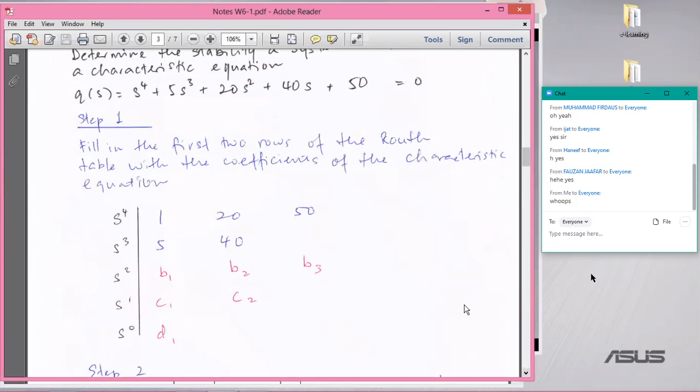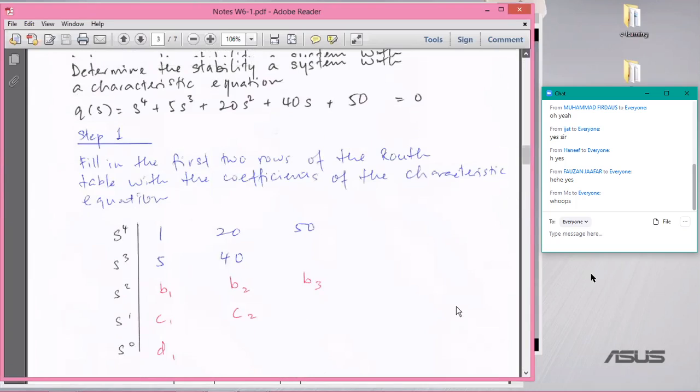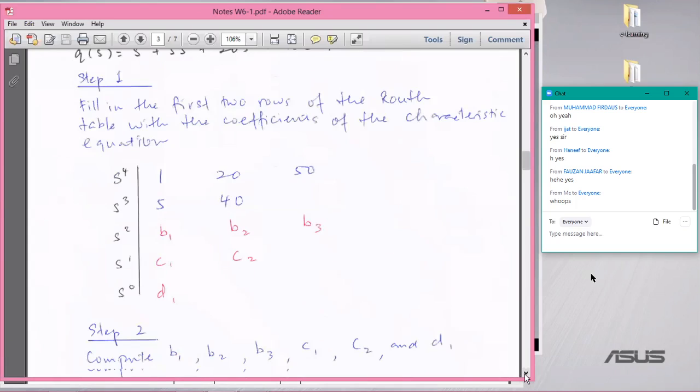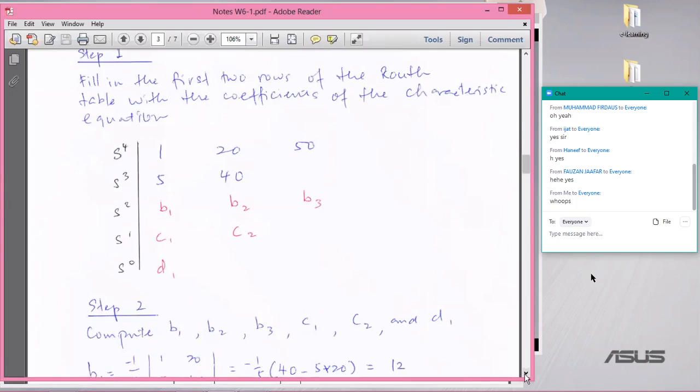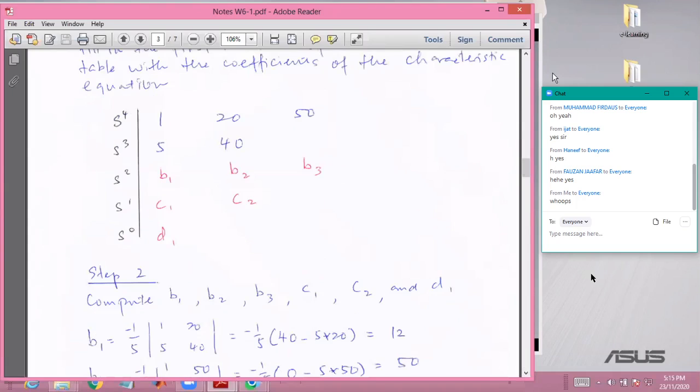Ah, okay, this is step by step. What is going on? Step 1, step 2. Forget about that. Okay, I'm going to my whiteboard.